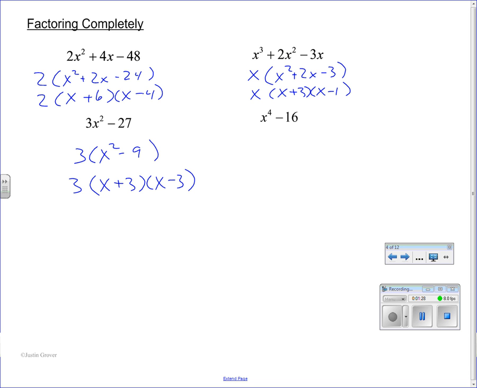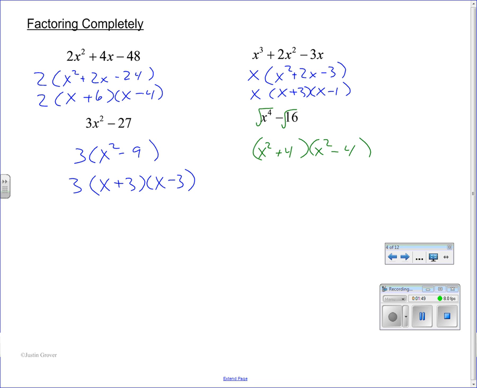X to the fourth minus 16 does not have a greatest common factor, but it is a difference of squares, so let's start there. You can factor it like a difference of squares. Let's see, square root of x to the fourth is x squared, plus minus, and square root of 16 is 4. And then look at those, x squared plus 4. Let's see, it's not a trinomial, it's not a GCF, it's not a difference of squares, it can't be factored.